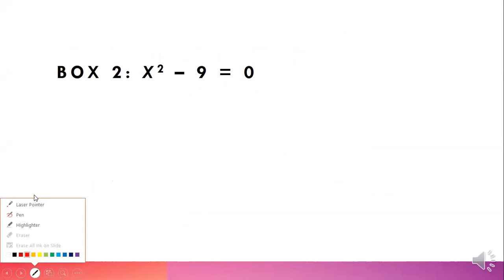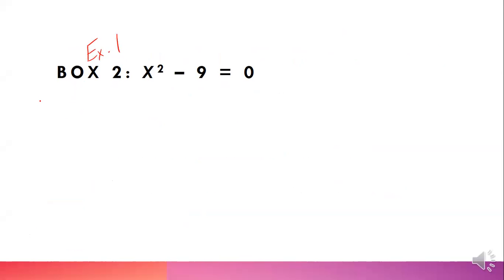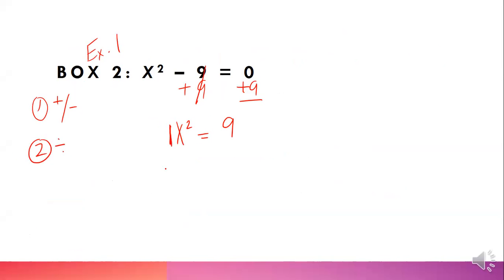Okay, so let's get started. We're going to do our first example together here. So example 1 for you. I know it says box 2, but on your notes it says example 1. Step 1 is to add or subtract your value away. So in this case, what are we doing? We're adding 9. So we're left with x squared equals 9. Step 2 says to divide if you have to, but our number here is a 1. So is there any division really necessary? No.